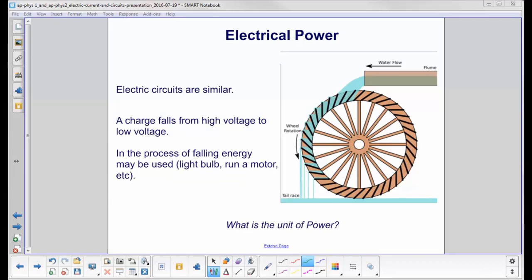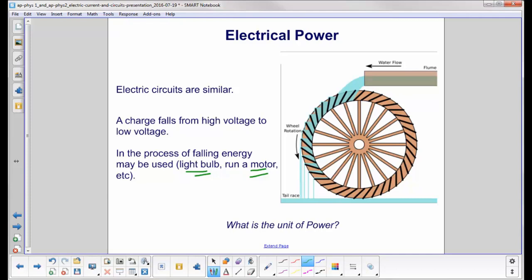Electric circuits are similar, again, as an analogy. A charge will fall, let's say this was charge and this was a circuit, a charge will fall from a high voltage to a low voltage, and in the process of falling, that energy is transferred into lighting up a light bulb, running a motor. So as it's doing this work, it's using power because it's using work per unit time. So if this wheel were spinning quicker, you would imagine that would be more power. There would be more work delivered in a shorter period of time. So that's the analogy here.